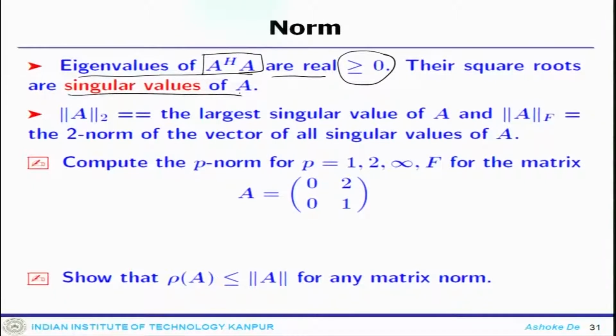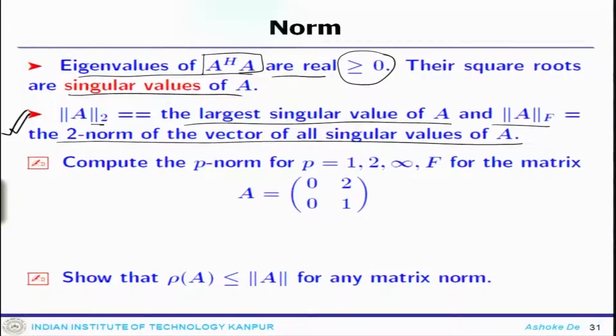Secondly, the 2-norm of A, the magnitude of A, is equivalent to the largest singular value of A, and the Frobenius norm of A is the L2 norm of the vector of all singular values of A. This is very important information that is applicable while getting these different norms for the matrix. Now, one can compute these things and show that the spectral radius is there.